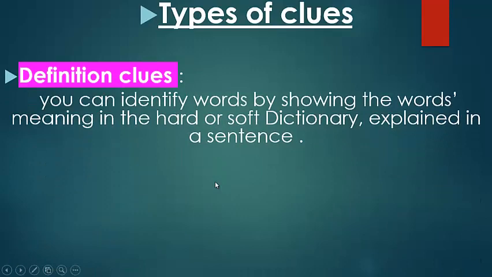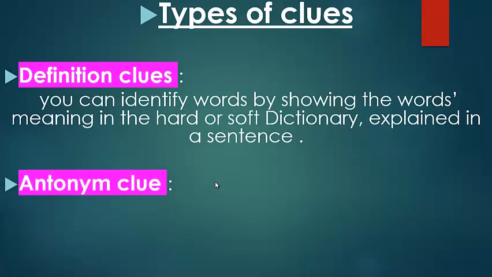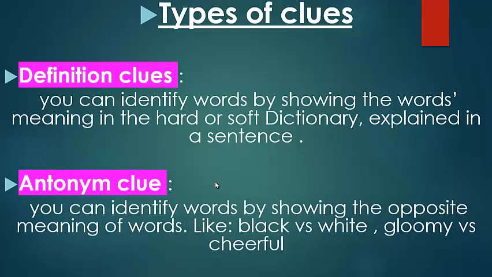You can identify a word's meaning by showing the word's meaning in a hard or soft dictionary, explained in a sentence. Like you can open different types of dictionaries to find the meaning of a word. Like happy, it's a state of mood when somebody is smiling or feeling pleased or glad. This is a definition. We have the antonym clue. You can identify words by showing the opposite meaning of words, like black versus white, gloomy versus cheerful.